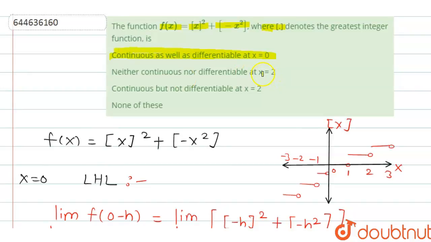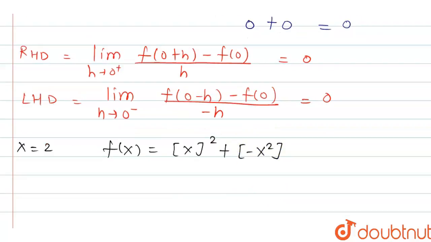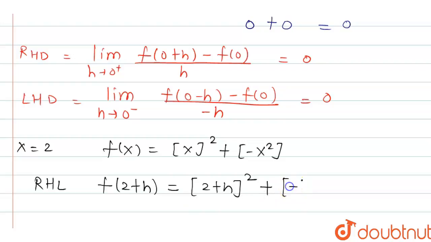Now come to x equals 2. If we check for x equals 2, first of all, f(x) is given as greatest integer function of x square plus greatest integer function of minus x square. So at x equals 2, first we find the right hand limit. The right hand limit can be written as 2 plus h, so this equals greatest integer of (2 plus h) square plus greatest integer of minus (2 plus h) square.